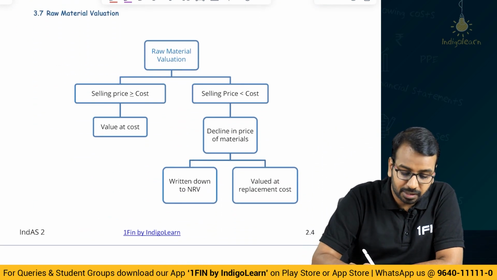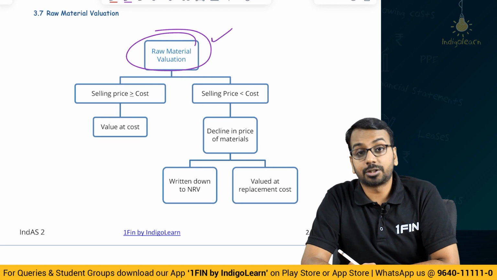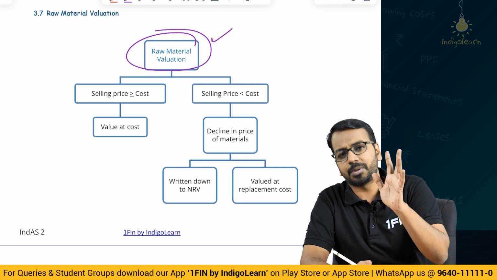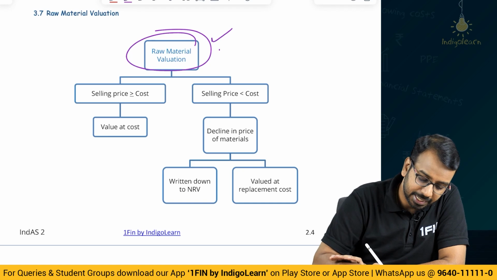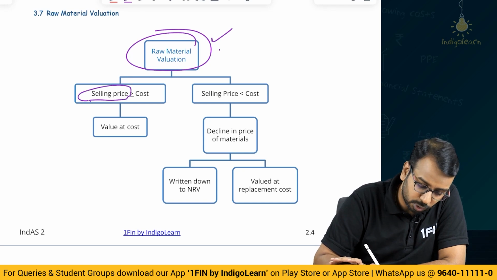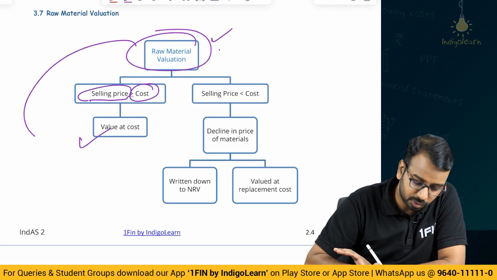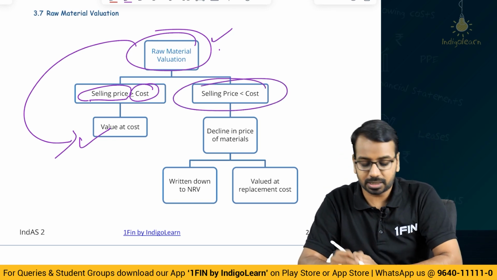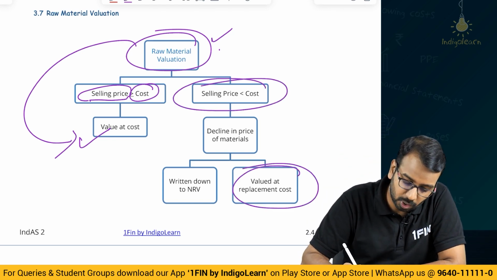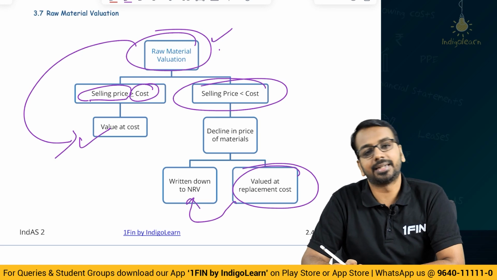Then when it comes to raw material valuation, whenever you get a question for inventory valuation, 100% they will ask for raw material valuation. Here very importantly, if the finished good selling price is more than the cost, raw material is valued at cost. But if the selling price of finished product is less than the cost, then you will value it at replacement cost, which is a representative of the net realizable value.